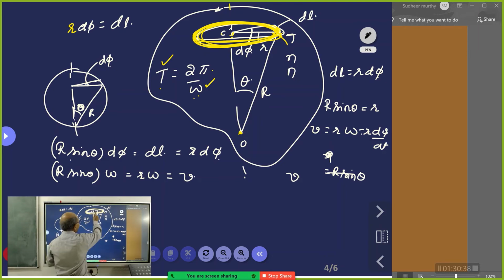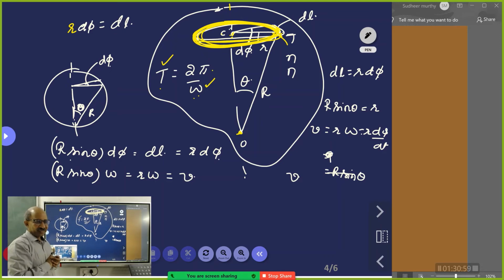You stand here and see how many degrees it has moved in one second, then you will say it is angular velocity. So the same thing, if you stand here and do it, you will get the same results. Sir, I understood whatever you said and everything is correct.